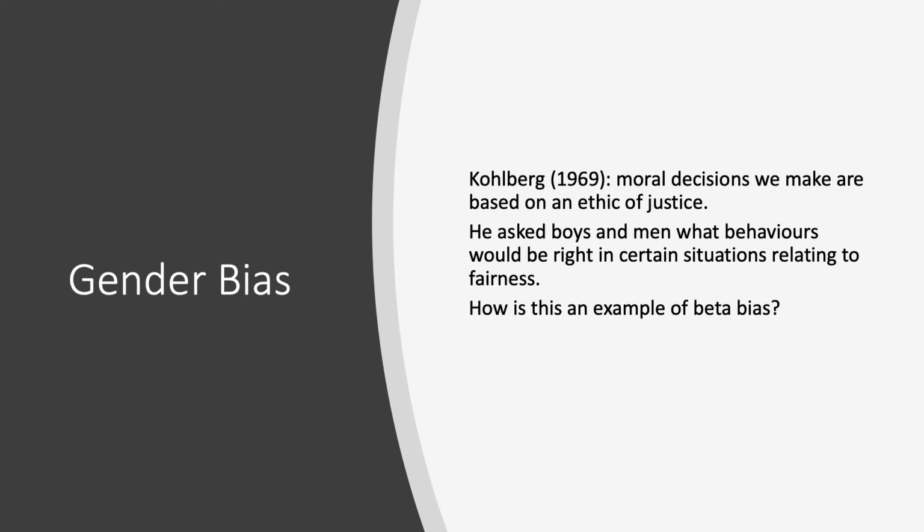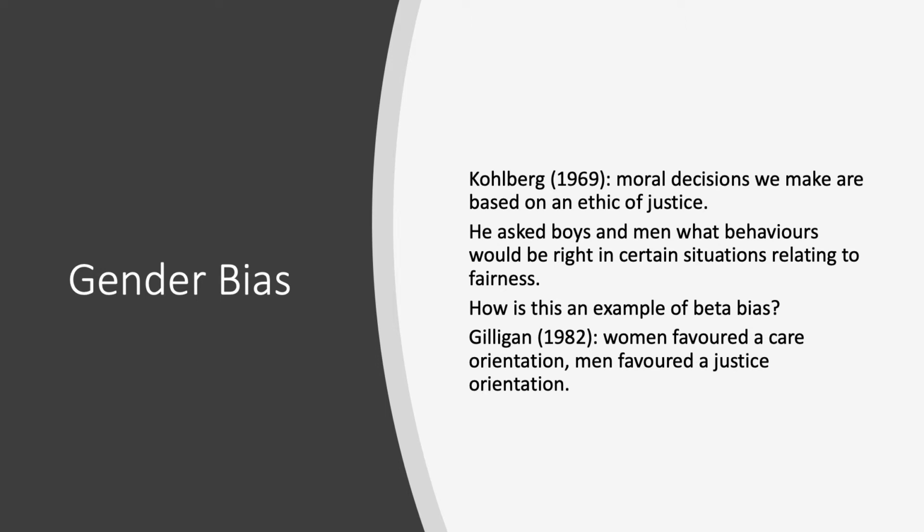So why is this an example of a beta bias? Pause me now and just have a think about that. Beta bias is when we ignore or minimise the differences between genders or cultures. So Kohlberg did this by assuming that the research done on only men and boys would apply to females.